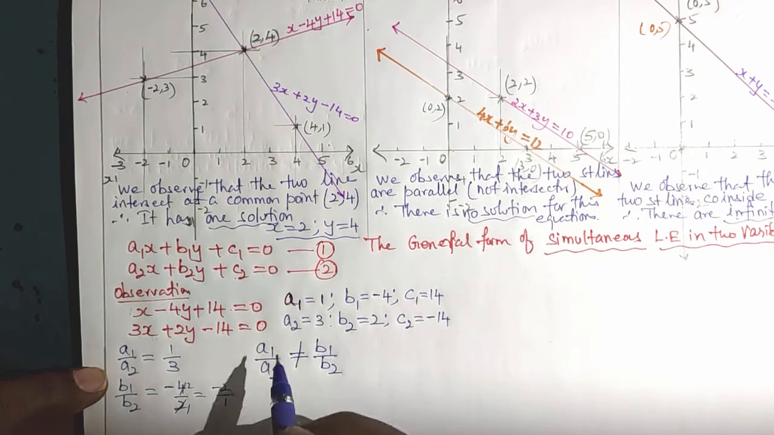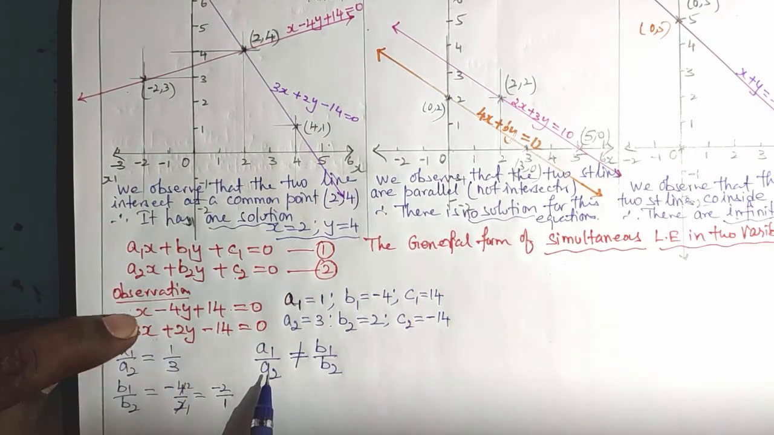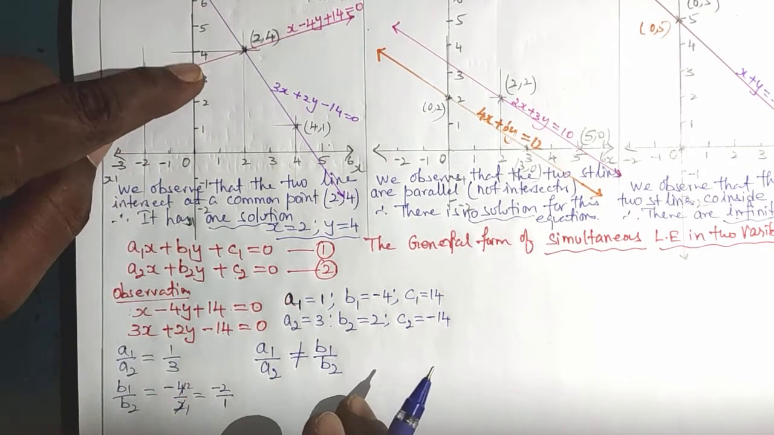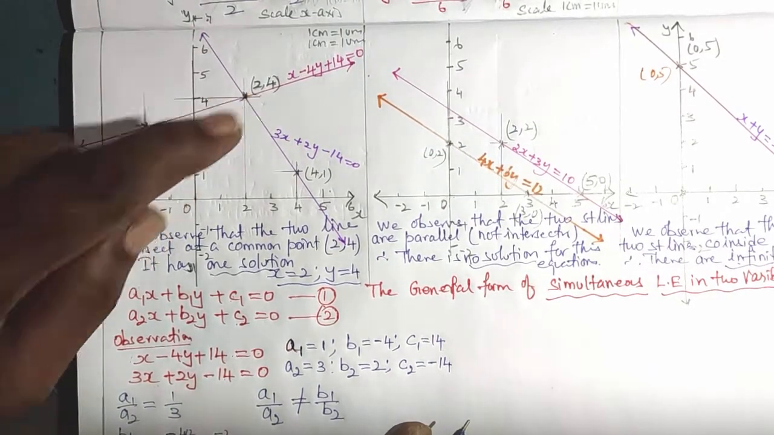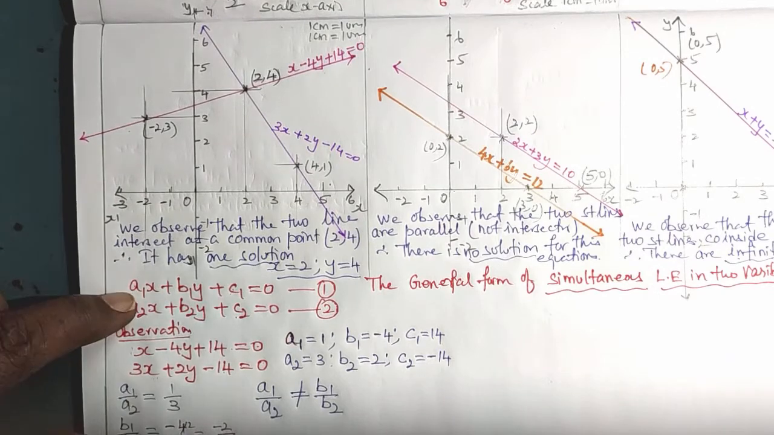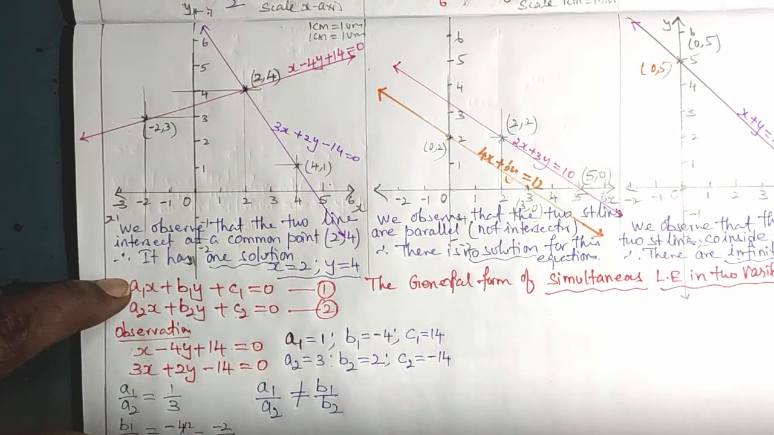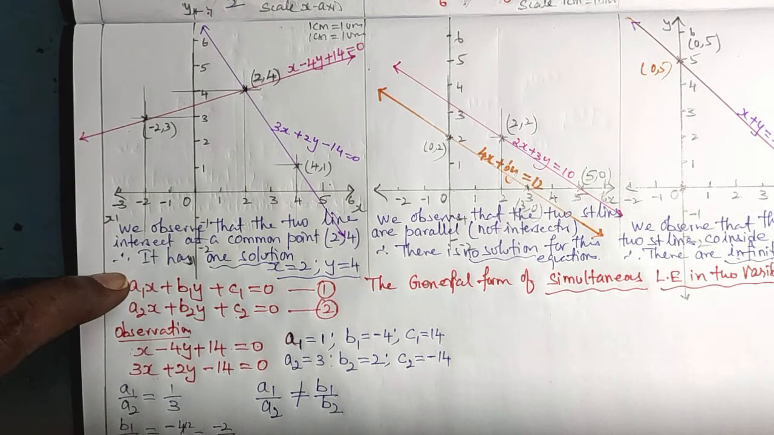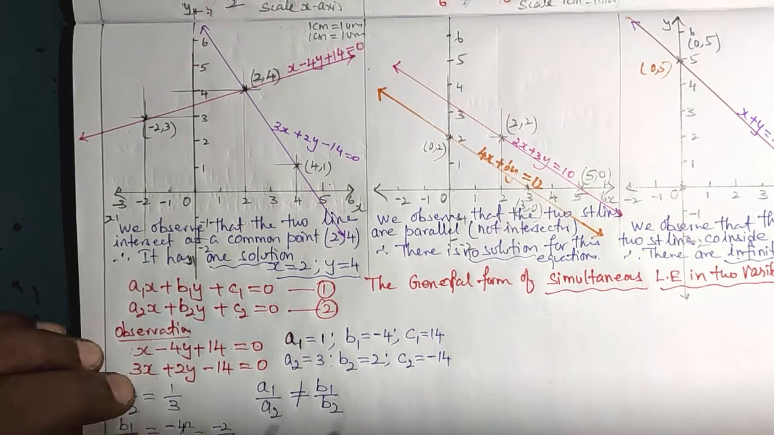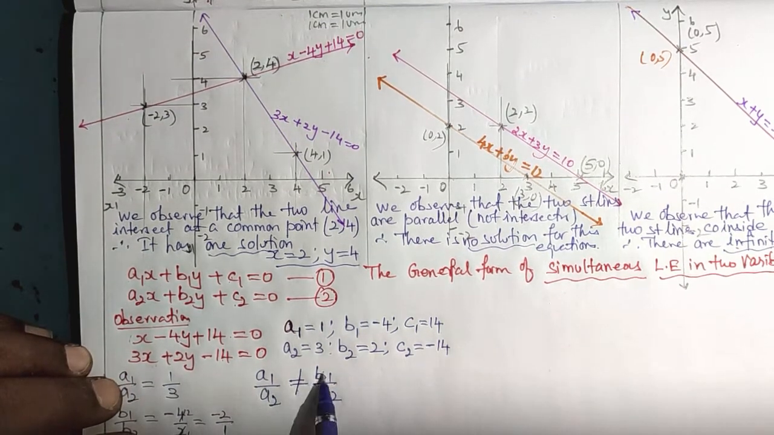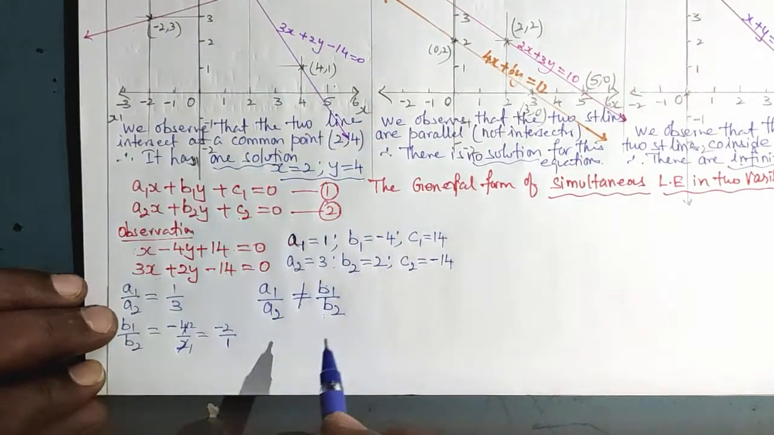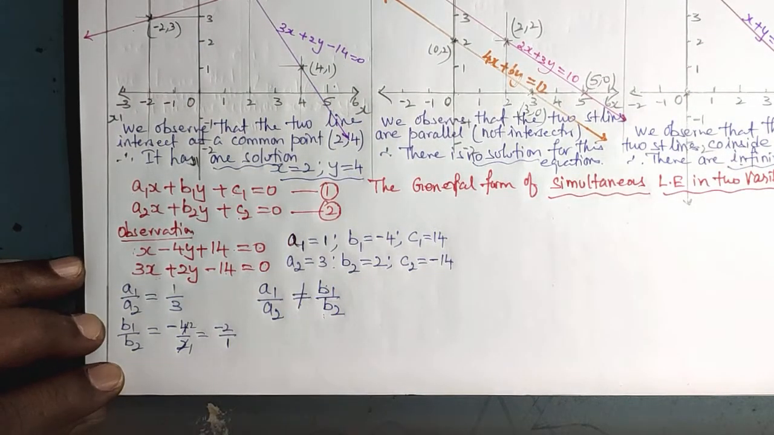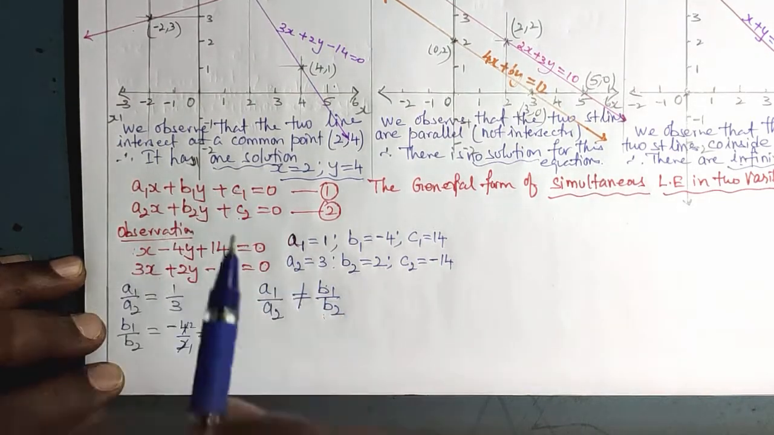Therefore, in this case, what did we see? When we drew the graph, we observed that the two lines are intersecting lines. That means for any pair of simultaneous linear equations, if the ratio a1 by a2 is not equal to b1 by b2, then without drawing the graph also we can tell how many solutions it has: one solution.